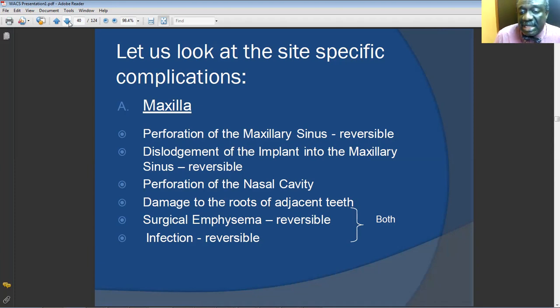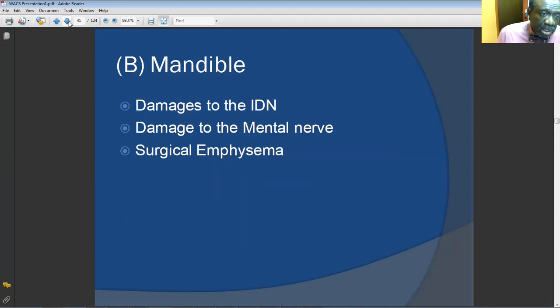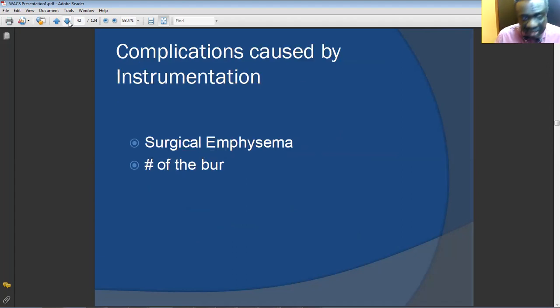Damage to the root of an adjacent tooth is also a complication. Surgical emphysema is reversible, it's a complication. An infection is also a complication and it is reversible. And in the mandible, you could have damage to the inferior dental nerve, you could have damage to the mental nerve, and you could have surgical emphysema. And complications that relate to instrumentation include surgical emphysema, fracture of the bur, and infection.